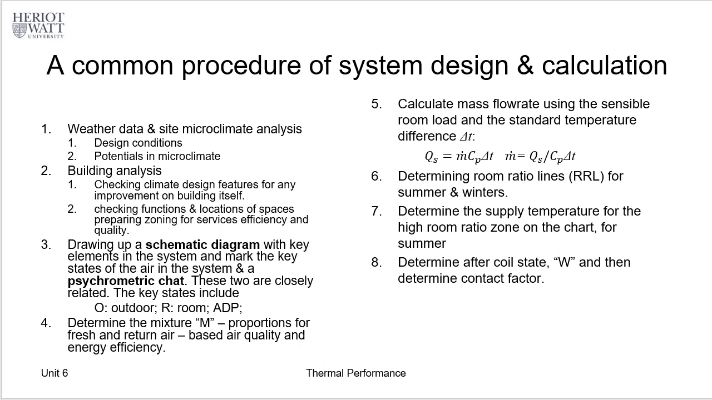By the delta T limitation, we can find the supply air temperature. And then by using this formula in step 5, we can find the mass flow rate. And by using the room ratio line, we can find out the supply air moisture content. So therefore, through steps 5, 6, 7, we can determine the supply air state, its temperature, moisture content, and also its quantity, the mass flow rate.